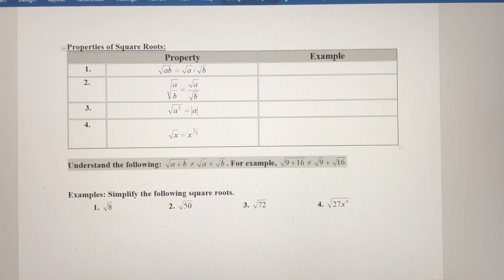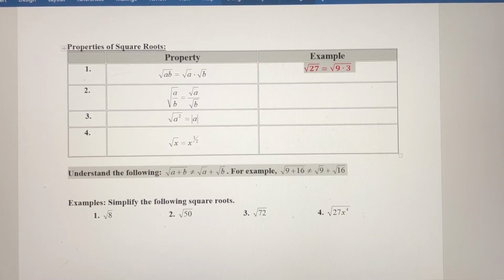All right, so if we've got, for example, the square root of 27, we can break 27 down to 9 times 3. Okay, we're going to talk about perfect squares in just a second, but anytime you've got a number underneath a radical, you want to look and see, does it have a perfect square factor? Okay, and 27 is divisible by 9.